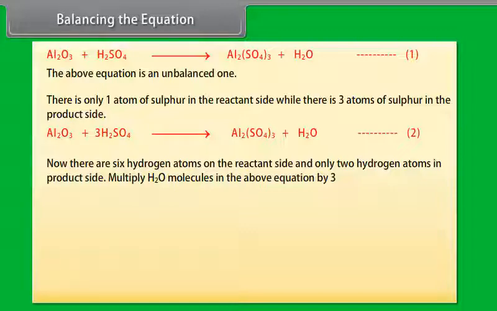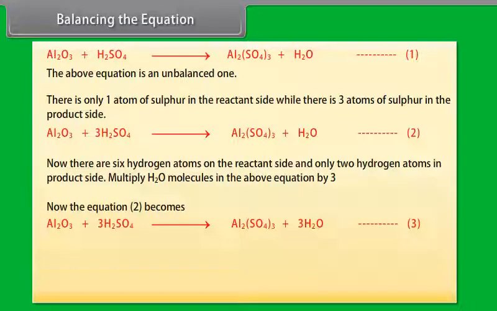Multiply H2O molecules in the above equation by 3. Now equation 2 becomes Al2O3 plus 3H2SO4 gives Al2(SO4)3 plus 3H2O, which is equation 3.